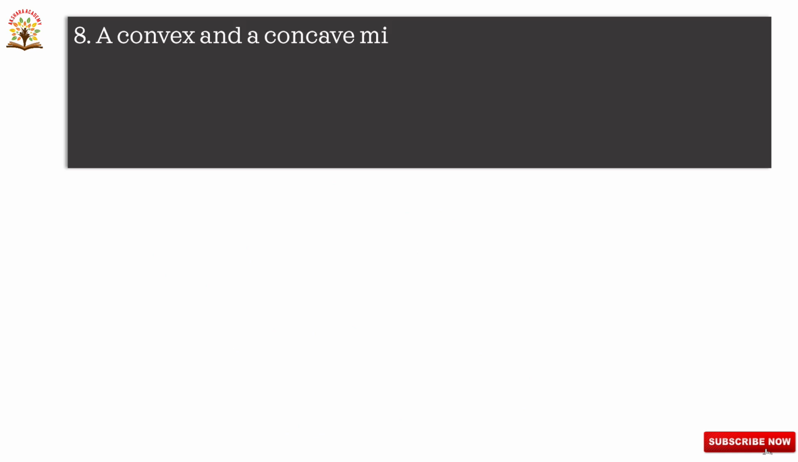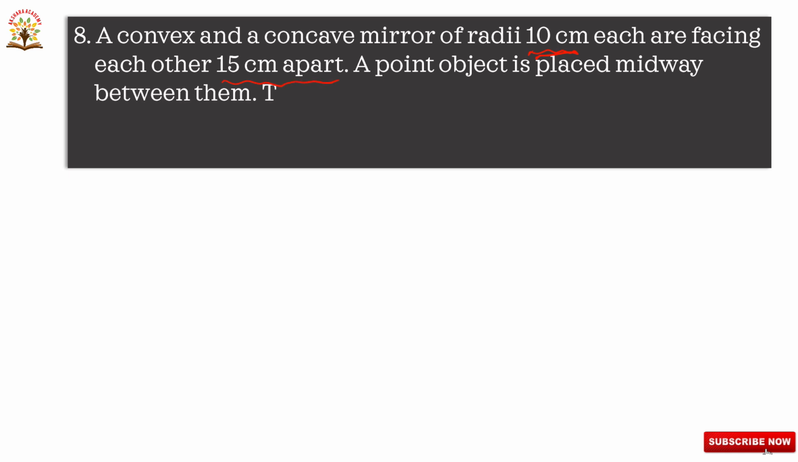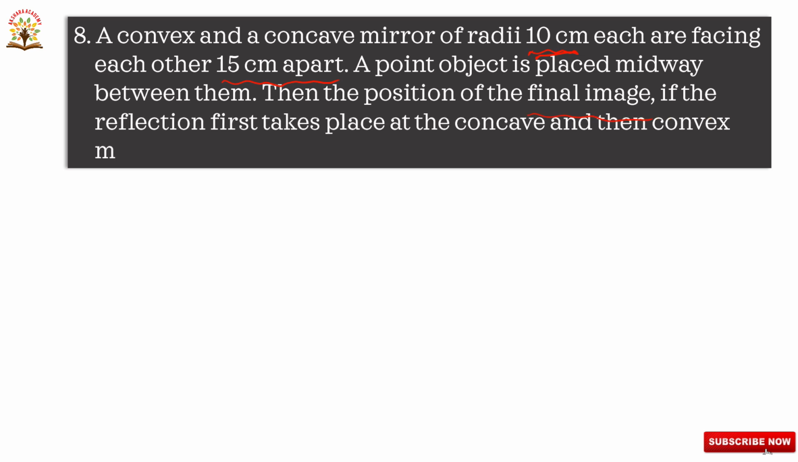A convex and a concave mirror of radii 10 centimeters each are facing each other 15 centimeters apart. A point object is placed midway between them. Then find the position of the final image if the reflection first takes place at the concave and then at the convex mirror. Now let us go to the solution.